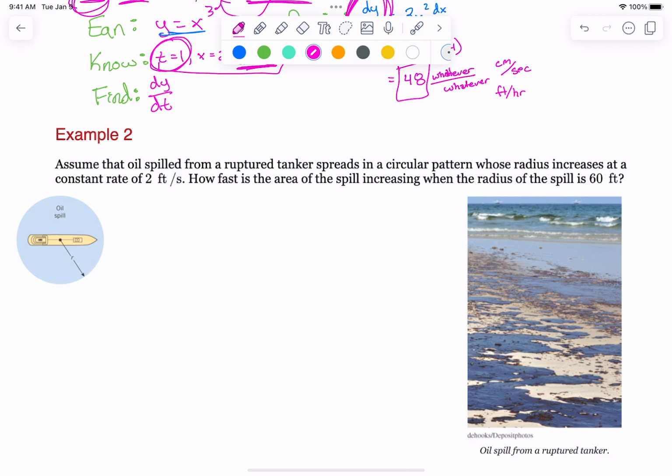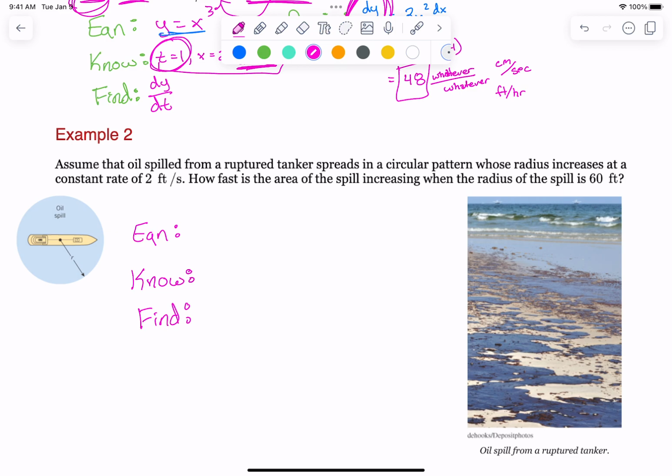I know, real quick, before we even read, I know I need an equation. I know I need something that I know, and I know I'm trying to find stuff, okay? Equation, know, find. Do you see an equation in there? Nope.